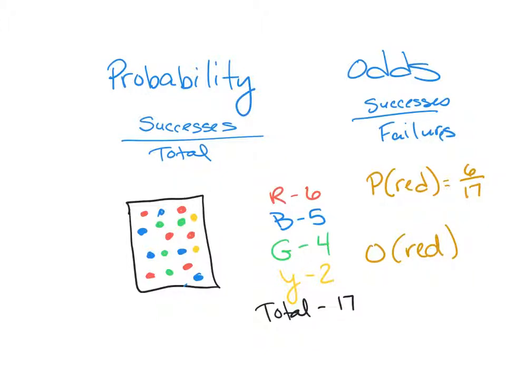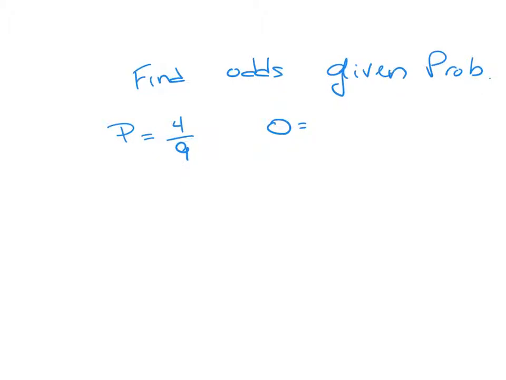So the odds, though, are successes, which is still 6, over failures. What would be a failure? So it's 11. Very good. If the probability is 4/9, this is successes, and this is the total, right? So the odds is going to be still successes over failures. So if in 9 things there are 4 successes, that means there's 5 failures.